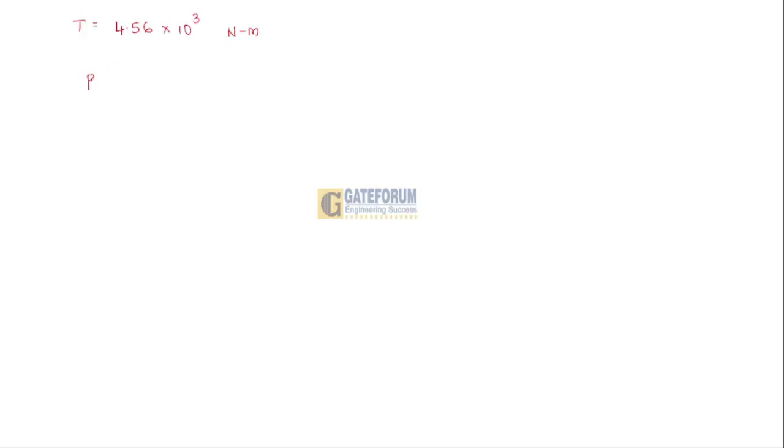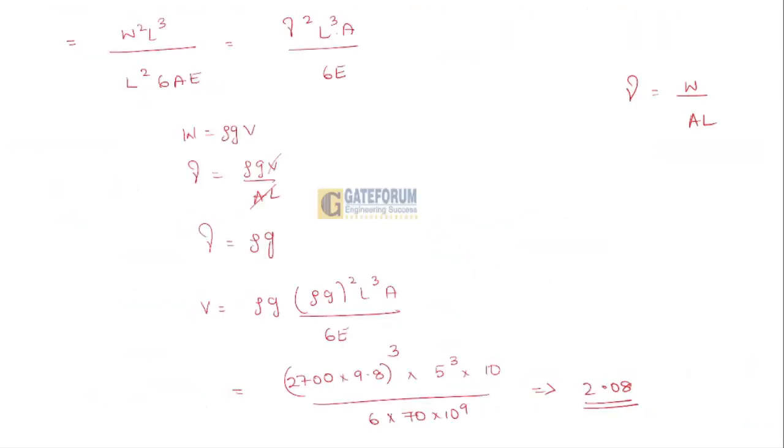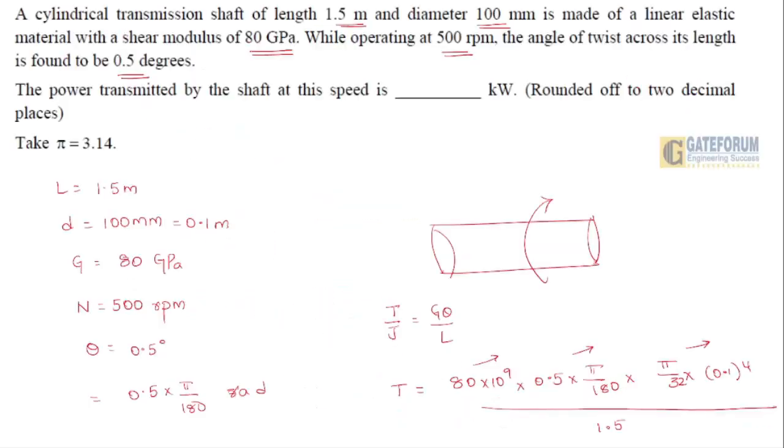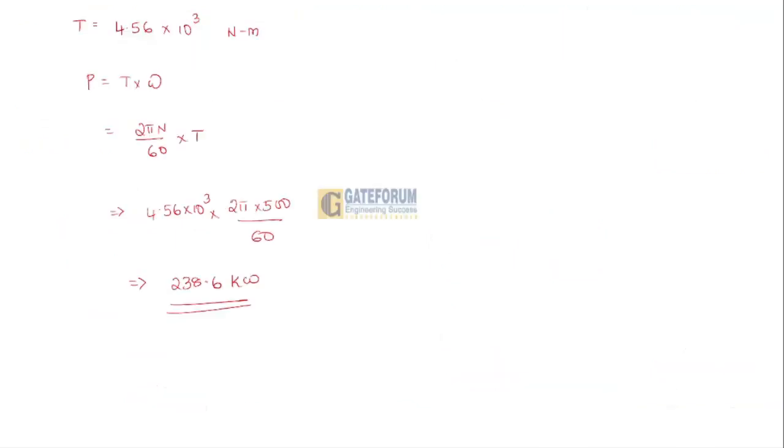Right? So power is torque into omega, 2 pi N by 60 into T, which will be 4.56 into 10 cube into 2 pi into 500 by 60. You should get a power of 238.6 kilowatt. This is your power. That is what is being asked: the power transmitted by the shaft at this speed is 238.6 kilowatt.